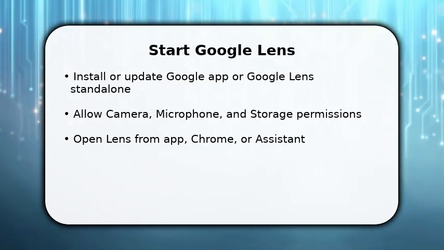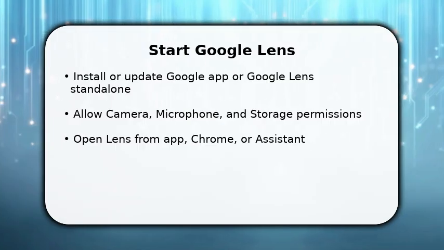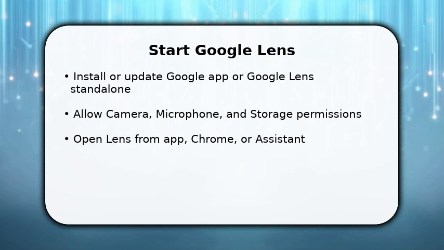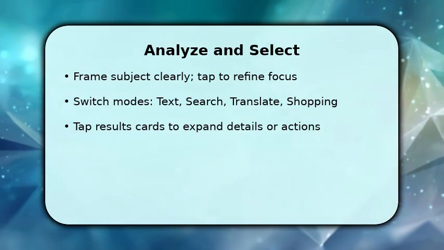Tap to focus. This initial tap tells Lens what to analyze. From here, you'll see visual results populate. Move on when the bounding box appears. Now you'll take action. Frame the item close enough to fill about half the screen and tap to lock focus.